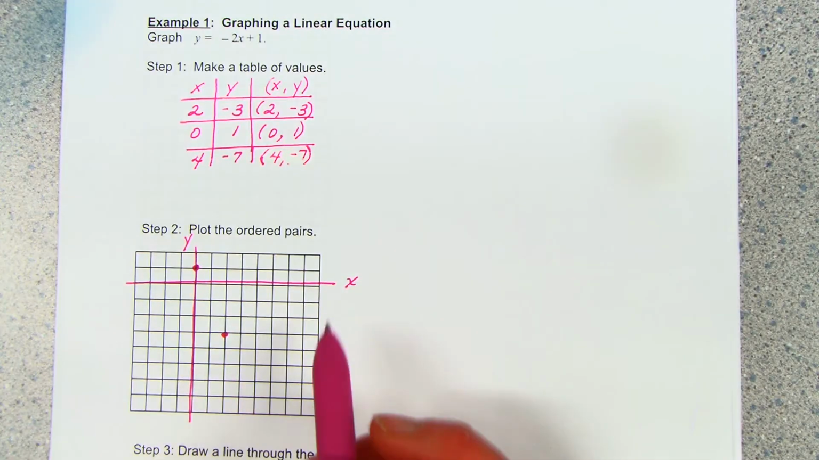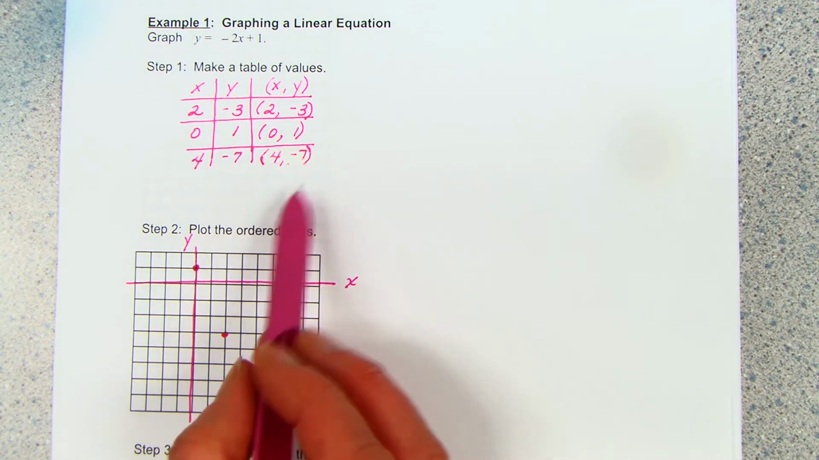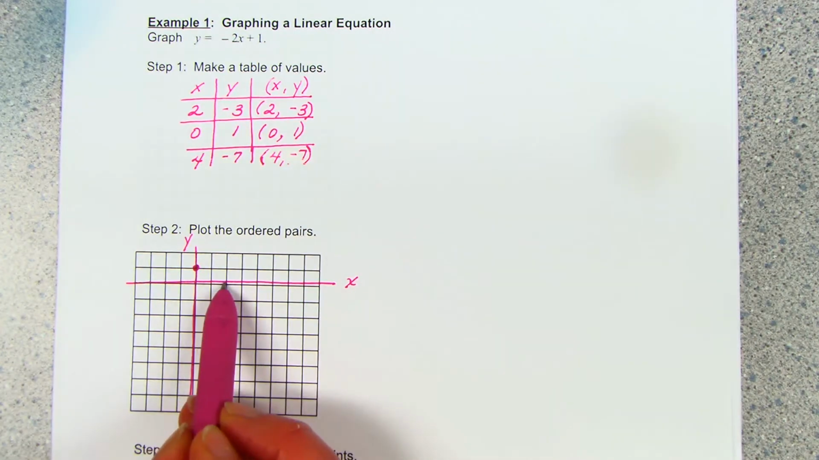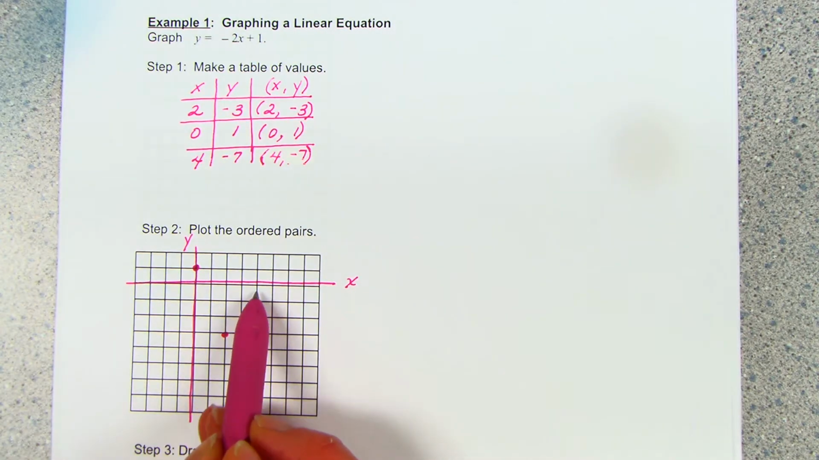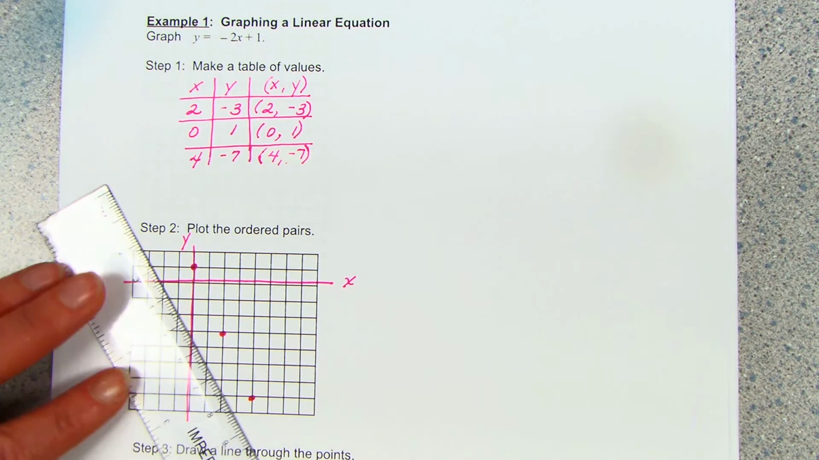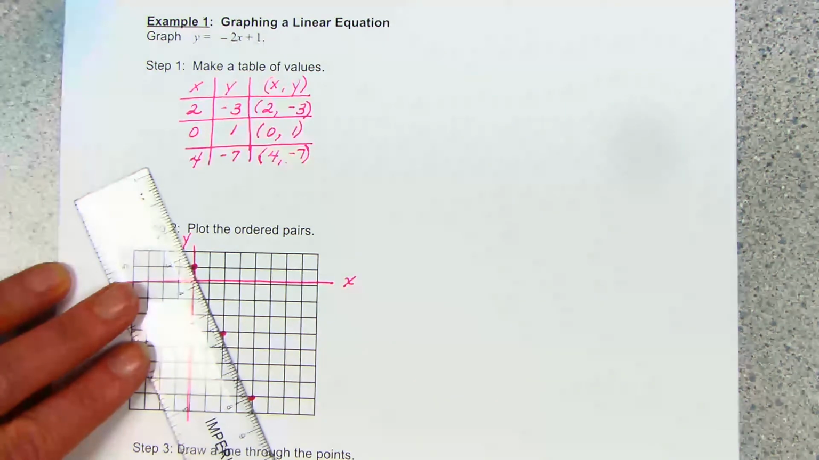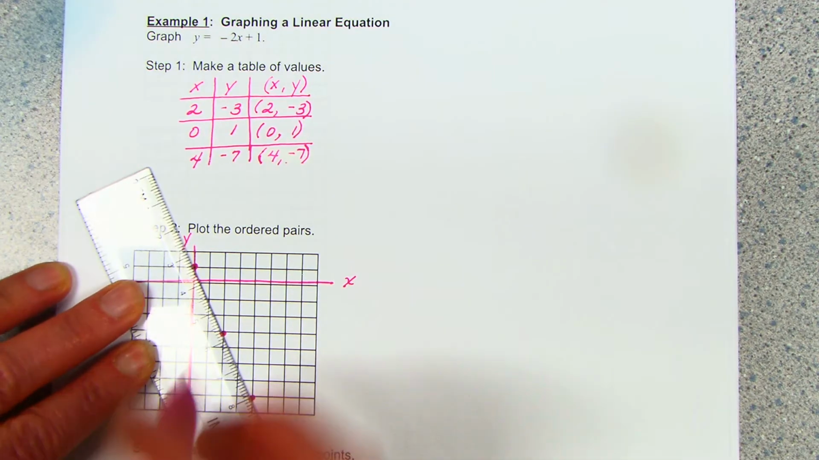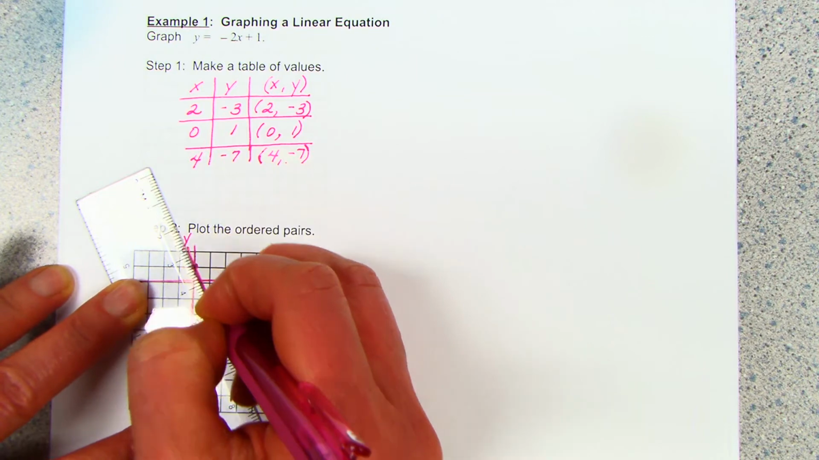All right. So then I need positive 4, 1, 2, 3, 4, and down 7. 1, 2, 3, 4, 5, 6, 7. All right. And then with your ruler, if you've solved everything correctly, they should fall into a line.